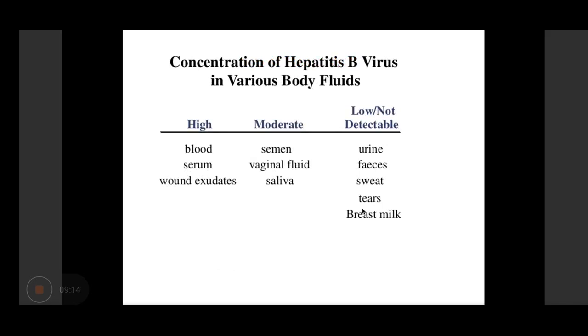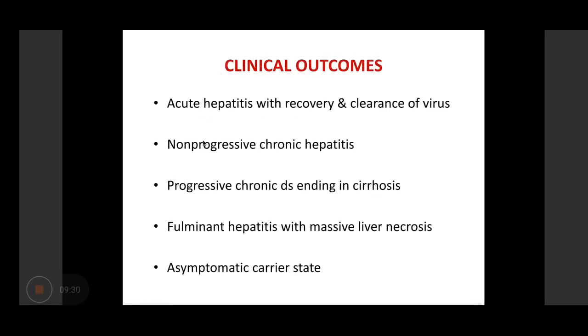The concentration in various body fluids. Now, what you'll see over here is not much in urine, feces, sweat, tears, or breast milk. But it is very high in blood, serum, and wound exudates, which is why this sort of transmission can occur. It is not found in stool, so it will not be detectable by stool samples, and there is no fecal-oral transmission. It can have an acute hepatitis.